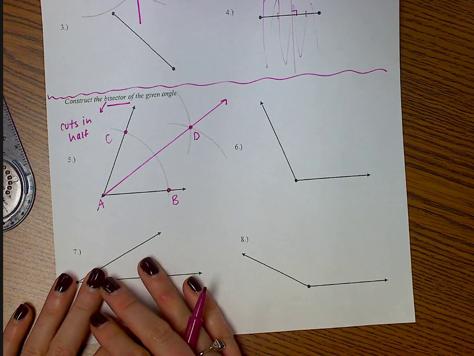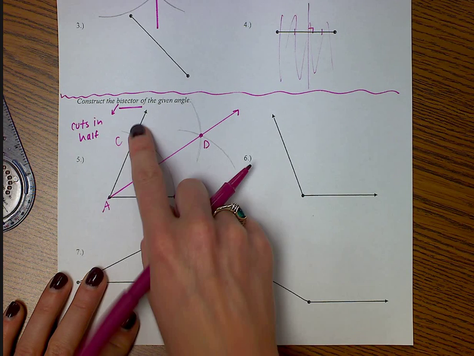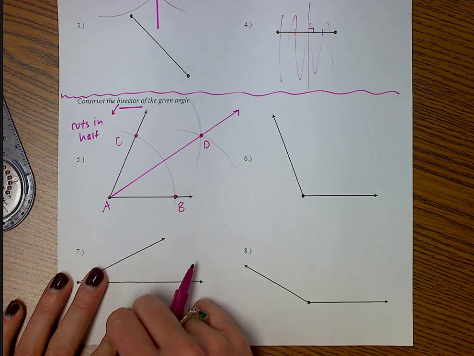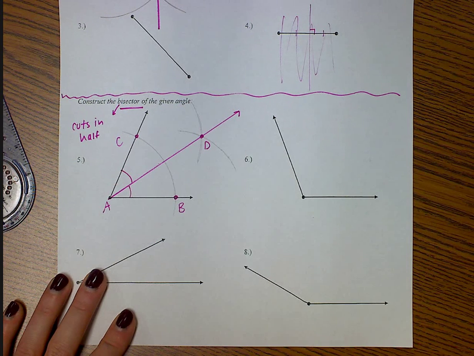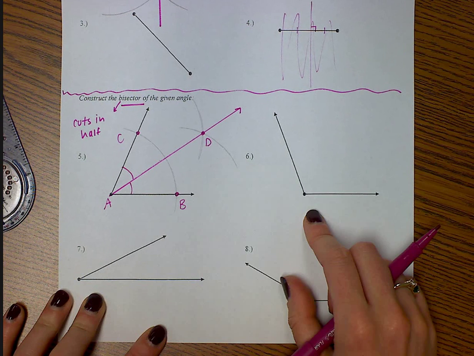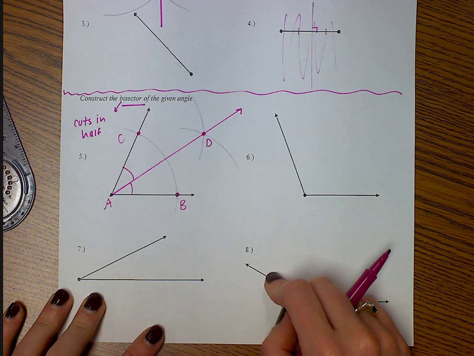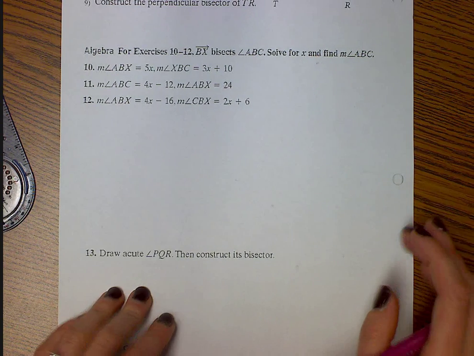Perfect. Okay, so ray AD is cutting angle CAB directly down the middle. And I could mark the two pieces congruent, that's exactly what that means. I'm done. Okay, go ahead and finish 6, 7, and 8, and then you can start working on the back. Okay, you are responsible for all of this work for tomorrow at the beginning of class.